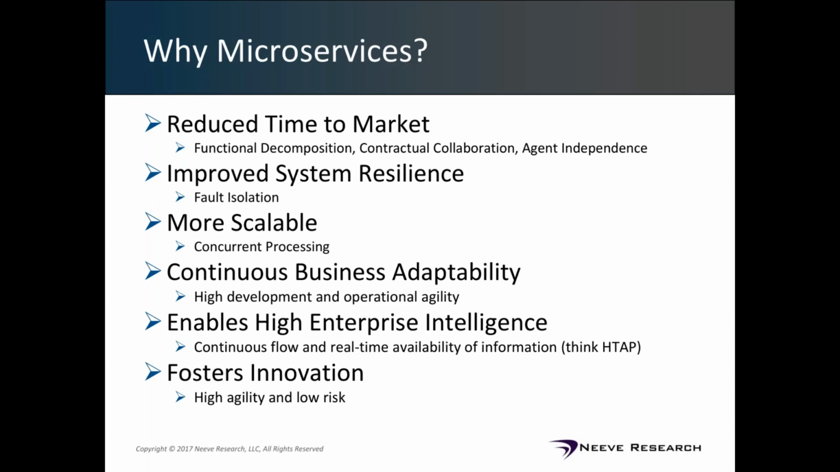I use the term agent and services interchangeably. You effectively can work with isolated pieces of the environment of your application without affecting the others, and therefore you do get a reduced time to market and more agility. But not only do you get more agility, you also get improved system resilience.